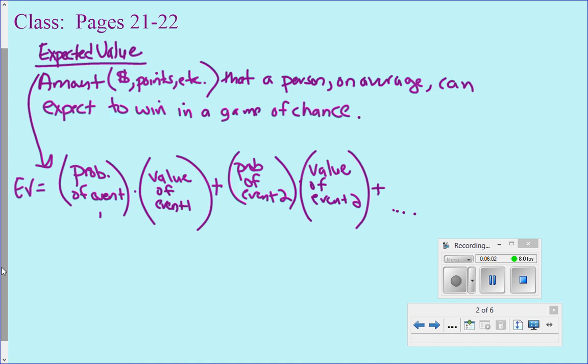So number 2 says someone's playing a game and she rolls a 6, she gets $10,000, and if she rolls anything else, she wins $1,000. So find her expected value.